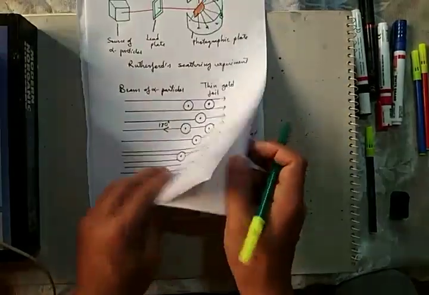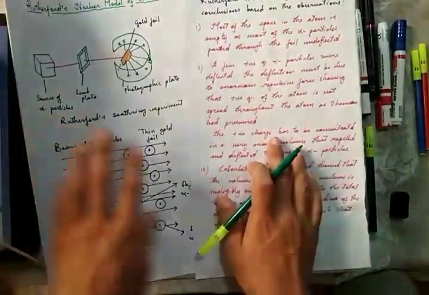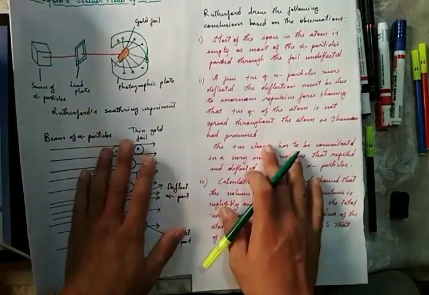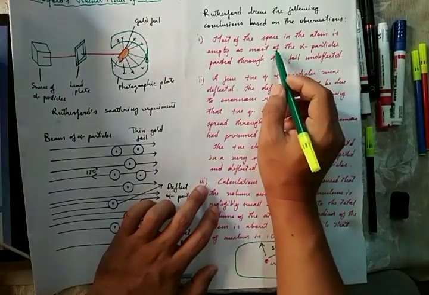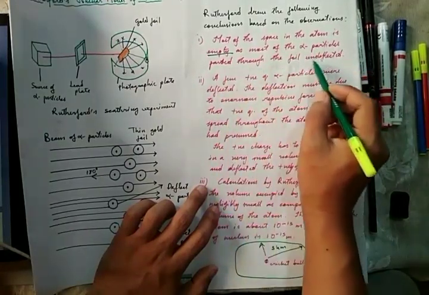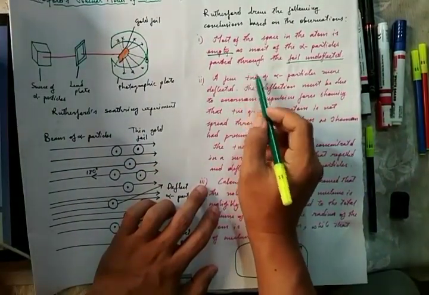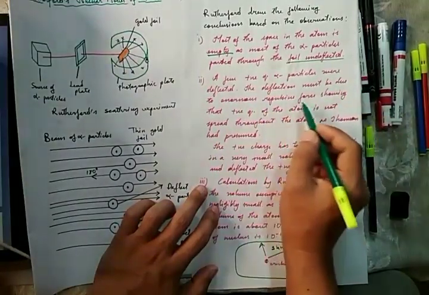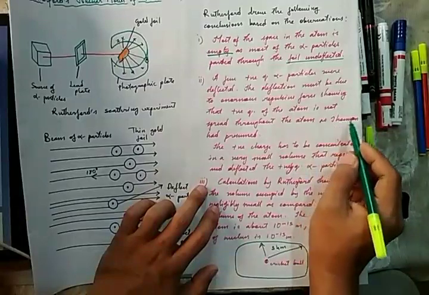So what were the conclusions drawn from these experiments? After carrying out this experiment and observing, he made these conclusions. Most of the space in the atom is empty, as most of the alpha particles pass through the foil undeflected. A few positive charges, alpha particles in short form, were deflected. The deflection must be due to enormous repulsion force, showing that the positive charge of the atom is not spread throughout the atom as Thomson had presumed.